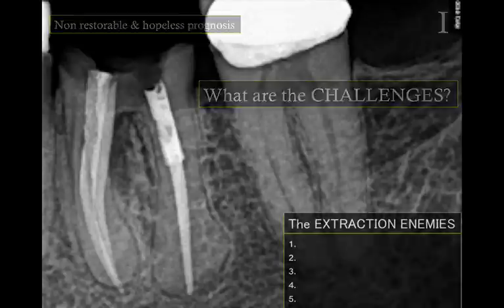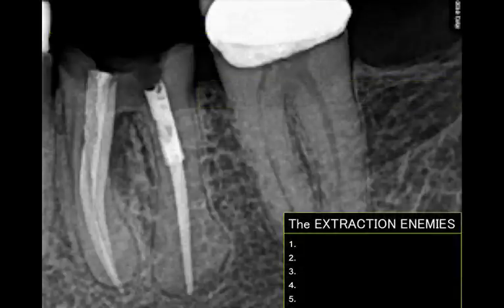So I call these challenges the extraction enemies. You can read about them in the book in great detail. And I'm going to talk about the extraction enemies as they relate here to Jeff's money tooth. So Jeff, thanks again for sending this to me. So let's go ahead and list the extraction enemies.